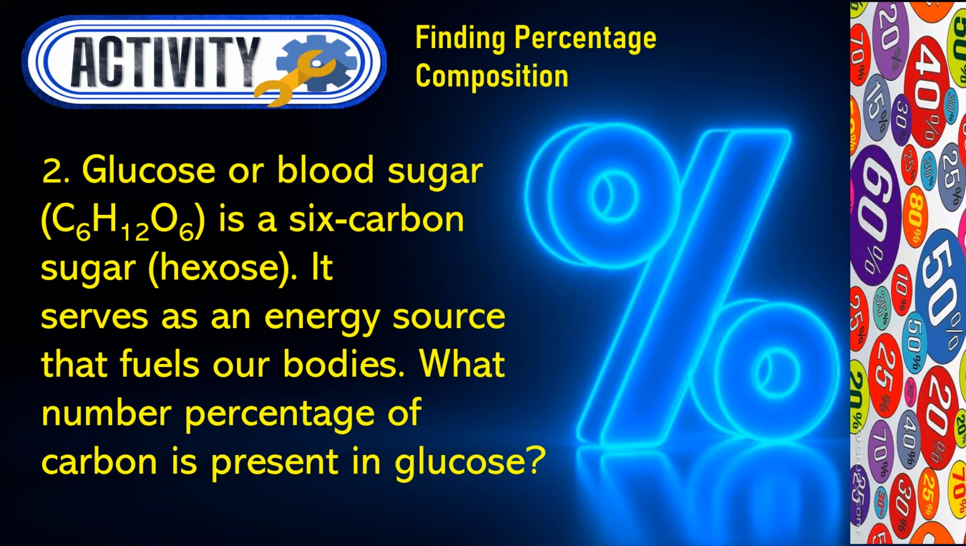For our second question, glucose or blood sugar, C6H12O6, is a 6-carbon sugar. It serves as an energy source that fuels our bodies. What percentage of carbon is present in glucose?